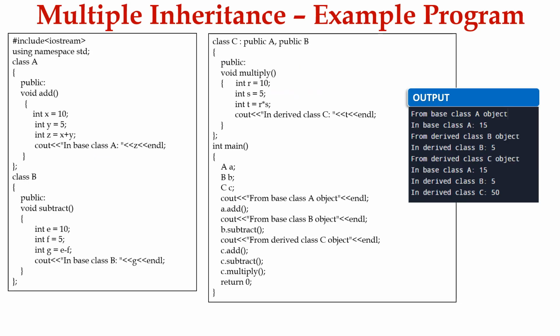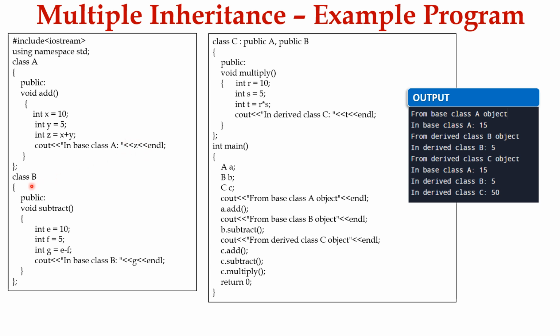Now let's have an example program for multiple inheritance. So here we have defined the class definition for class A. Class A defines the member function add, where we have declared the variable x of integer data type and assigned with value 10, variable y of integer data type and assigned with value 5, variable z of integer data type and assigned with an expression x plus y. Using the cout statement, we have displayed the value of the variable z to the user.